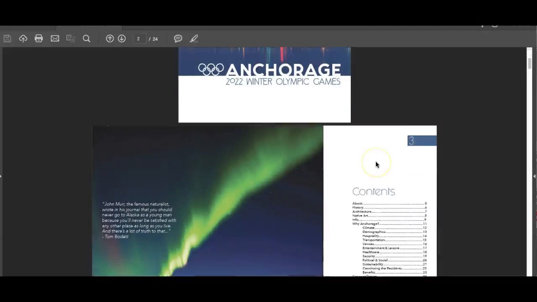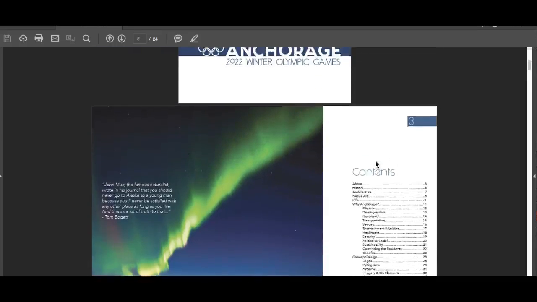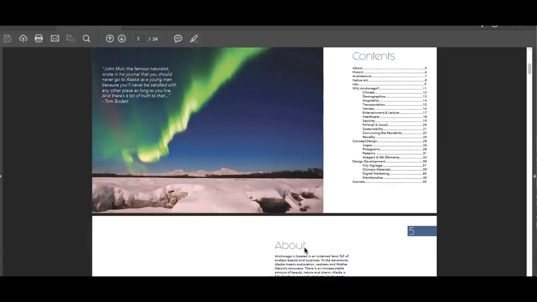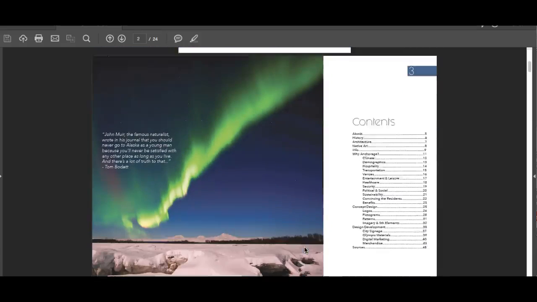Krista, this is just gorgeous. Really, really fantastic job. I'm really enjoying the presentation. Let's go through it. Cover looks fantastic. Let's start with the spreads.